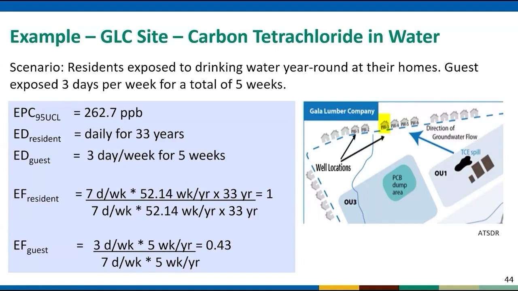Our calculated exposure factor for the residents is 1, which is for daily exposure. The calculated exposure factor for the house guest is based on 3 out of 7 days a week over a period of 5 weeks, and we end up with 0.43 as our exposure factor for the house guest.